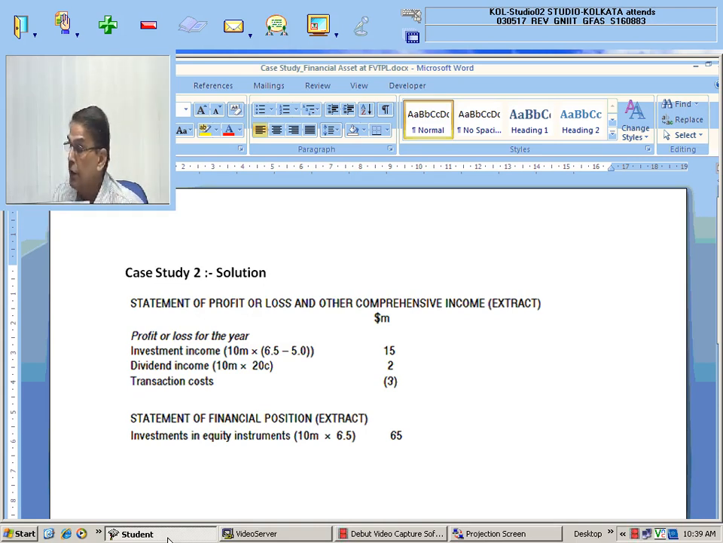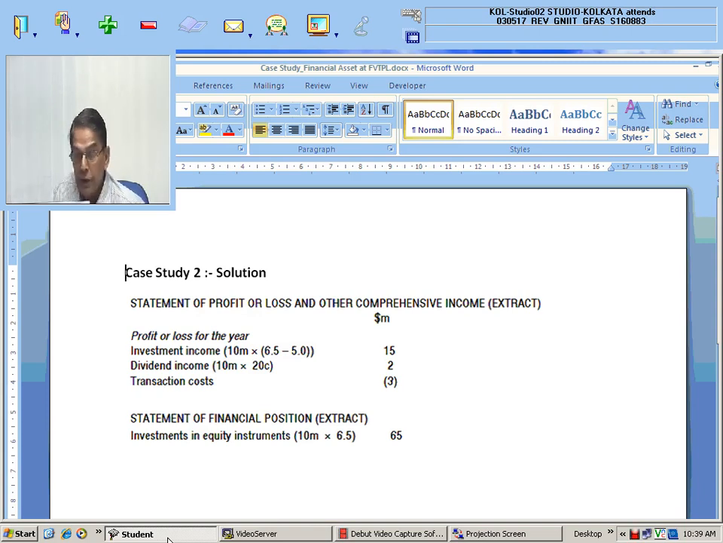Dividend income earned from the shares because the company has declared 20 cents of dividends per share. So as a holder of 10 million shares, ABPLC receives a dividend income of 10 million into 20 cents, so 2 million, and the transaction cost for purchasing the shares is 3 million. This will be reflected in the profit and loss account.